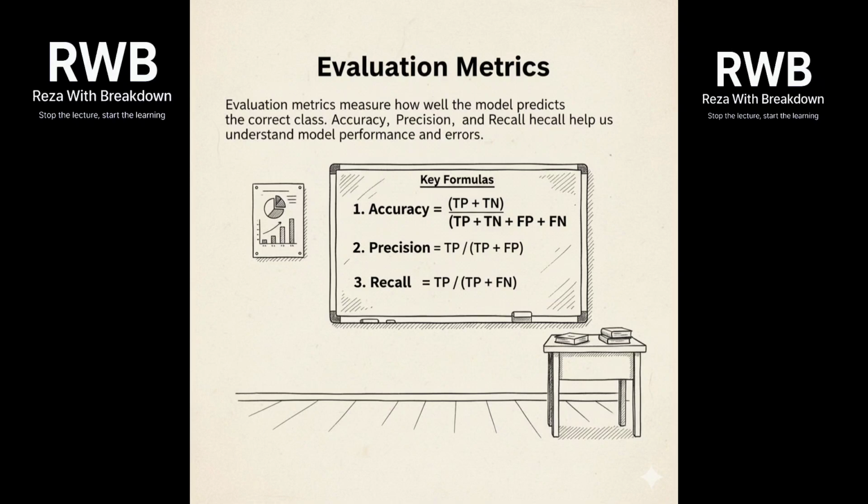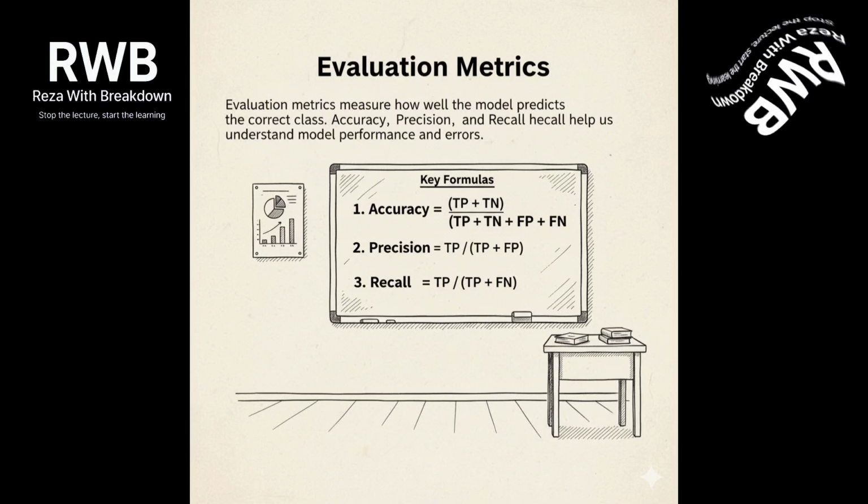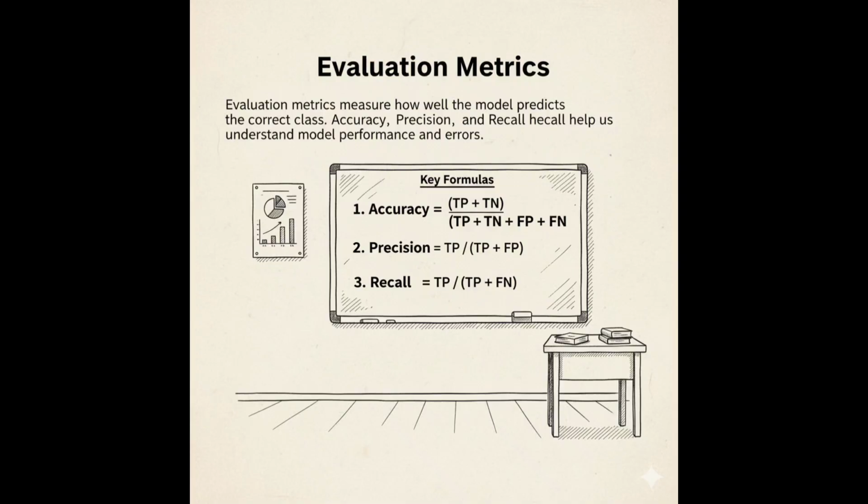TP is true positive. Case is correctly predicted as positive. TN is true negative. Case is correctly predicted as negative. FP is false positive. Case is incorrectly predicted as positive. It was negative and we predicted positive. And the inverse for the FN. Case is incorrectly predicted as negative. It was positive, but we predicted negative. Okay?